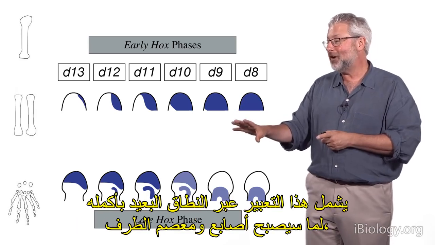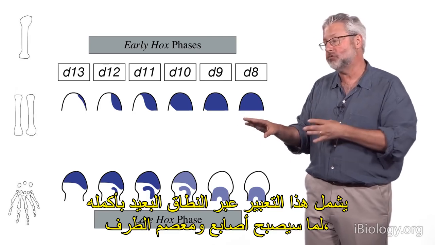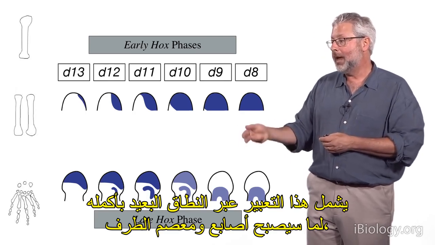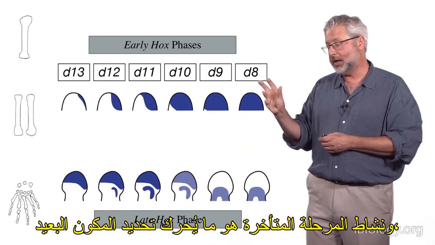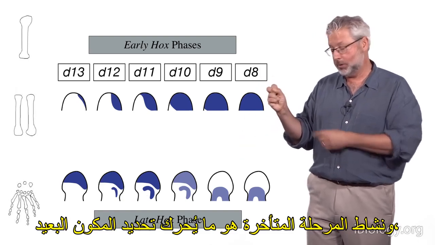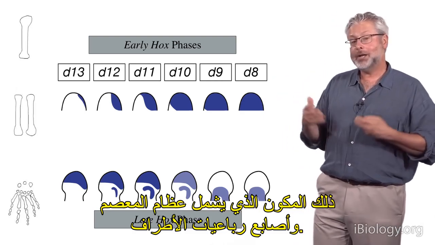This involves expression across the entire distal domain of what will become the digits and wrist of the limb, and activity of the late phase is what's driving specification of the distal component, that component which includes the wrist and finger bones of tetrapods. It's an open question.